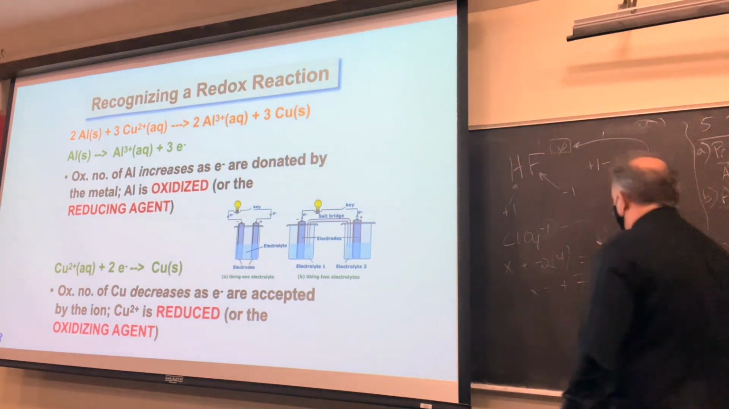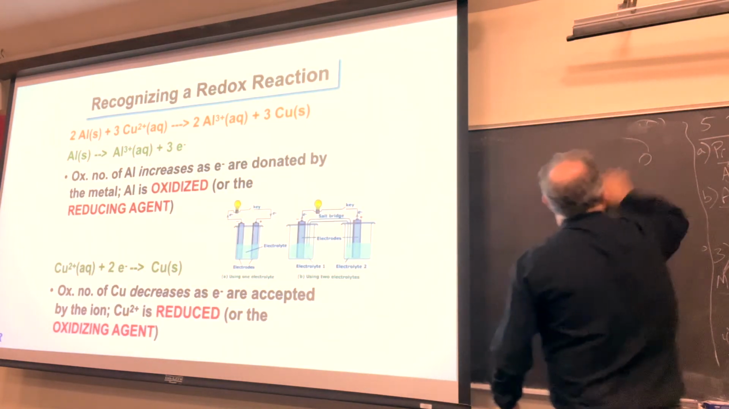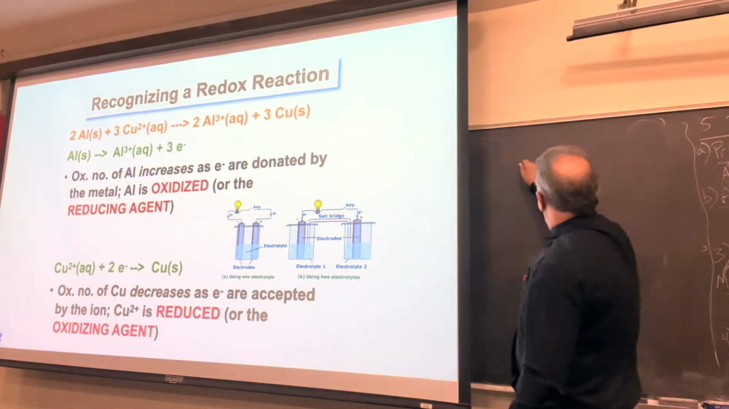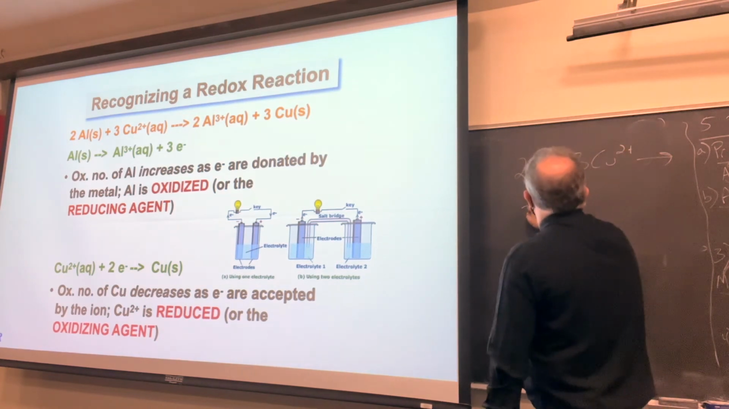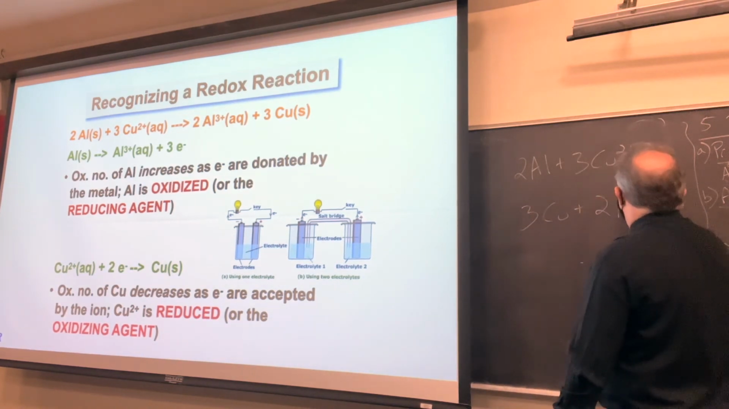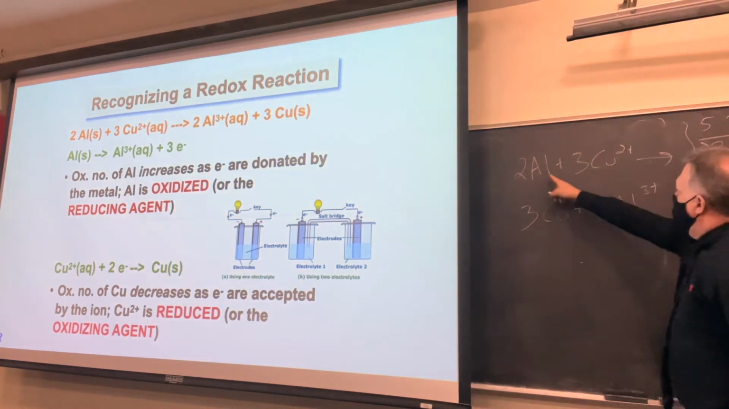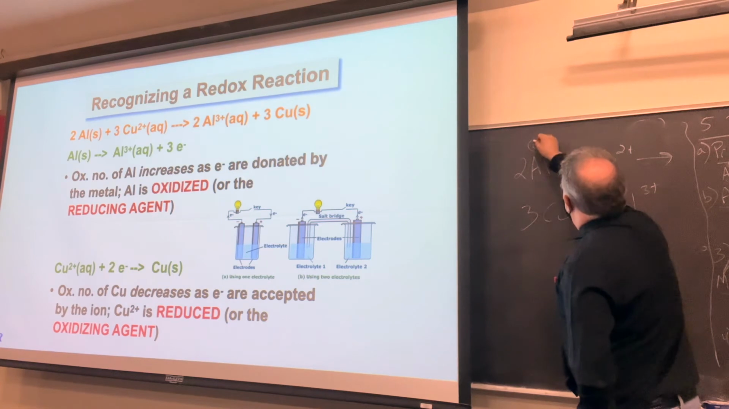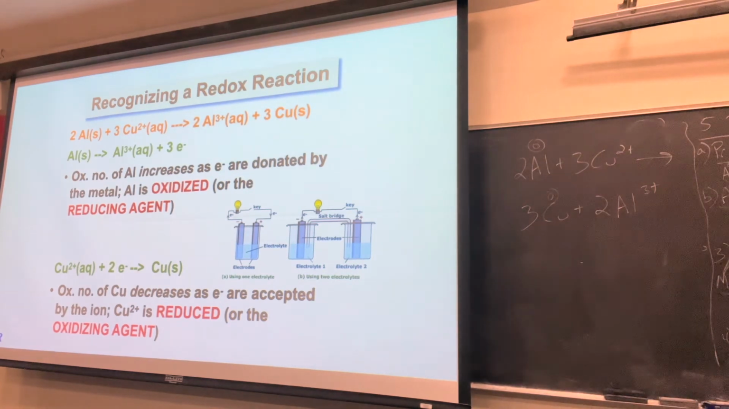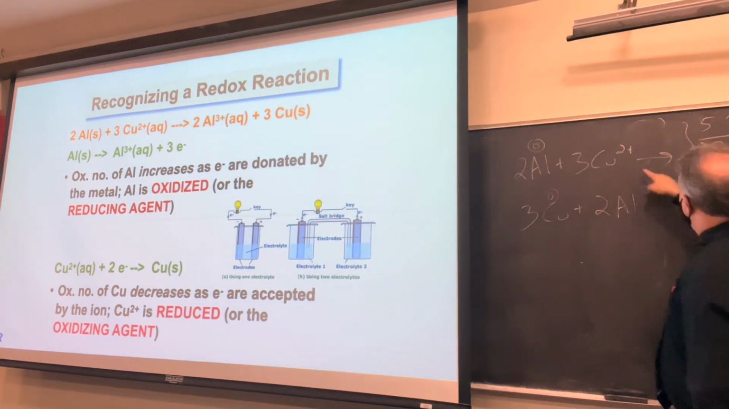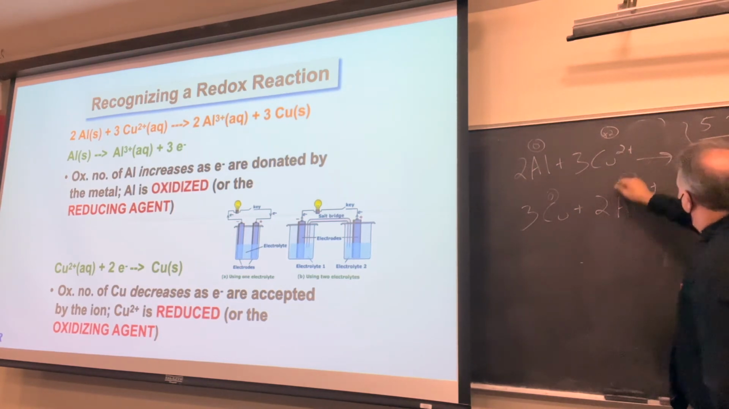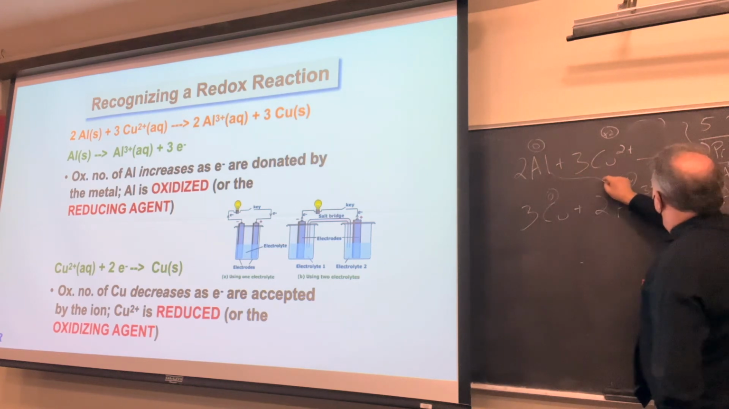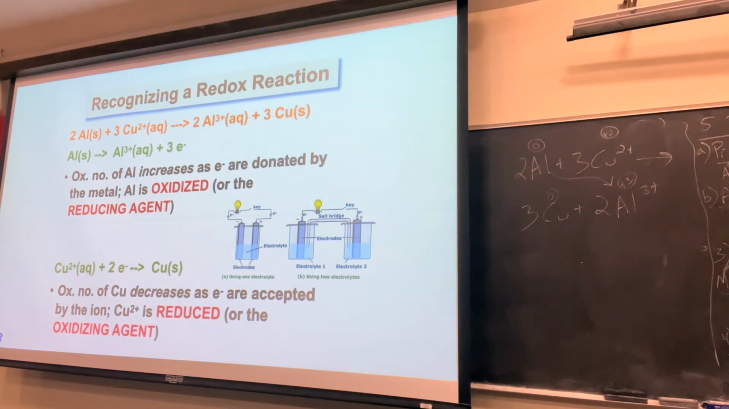But another thing you could do here, and why I brought it up, is you could use oxidation numbers to see what was going on. So 2Al and 3Cu2+ going to 3Cu and 2Al3+. Elements by themselves have an oxidation number of 0. So I can put a 0 by the copper and a 0 by the aluminum. On the other hand, for the ions, the charge is the oxidation number. So this would be +2 and this would be +3. And notice how your aluminum is changing from 0 to +3.